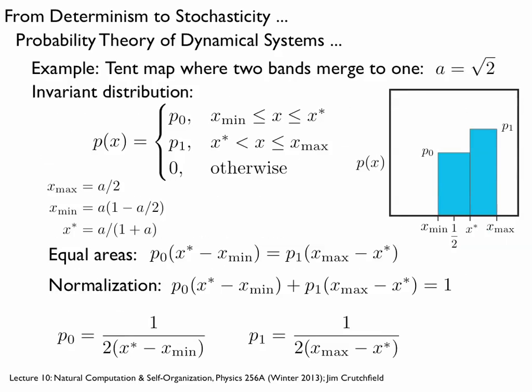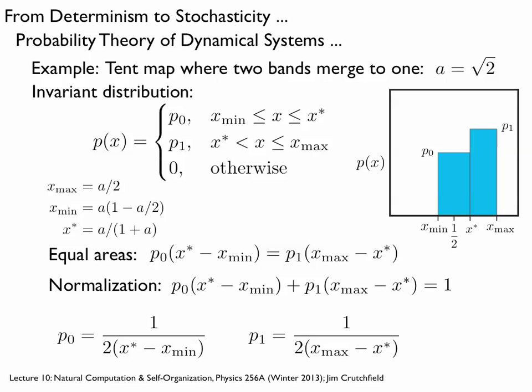So one more example and then one kind of an exercise. Tent map. So just showing you how to calculate these things in some tractable cases. So you remember the tent map bifurcation diagram, it also had band mergings. Turns out, for the tent map, instead of setting a equal to 2 like we just did, we'll set a equal to the square root of 2, and that's exactly where the two bands merge.